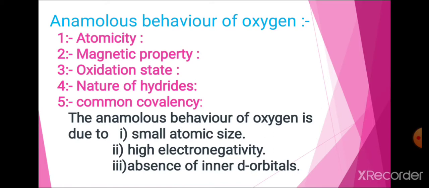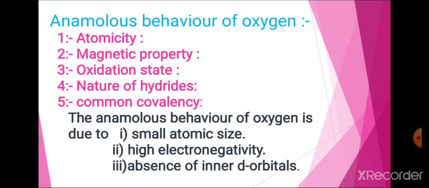In peroxides, the oxidation state of oxygen is -1, while the other members of the group show -2, +2, +4 and +6 oxidation states. Oxygen cannot exhibit higher oxidation states because there is an absence of d orbitals in its valency shell. Then next is nature of hydrides.